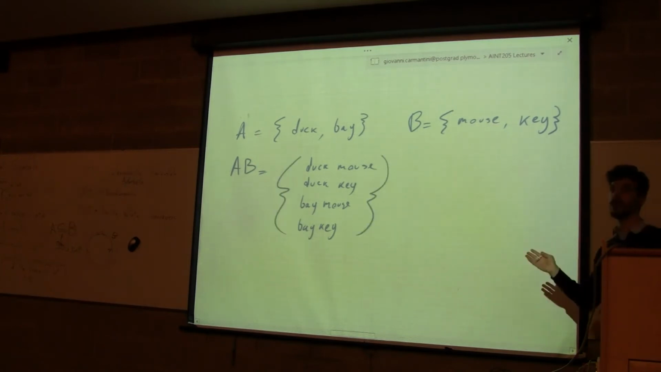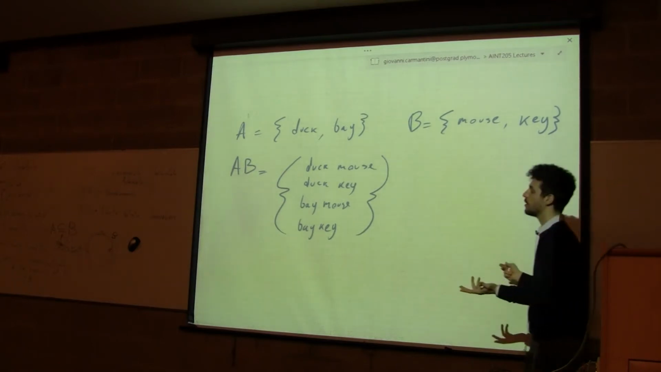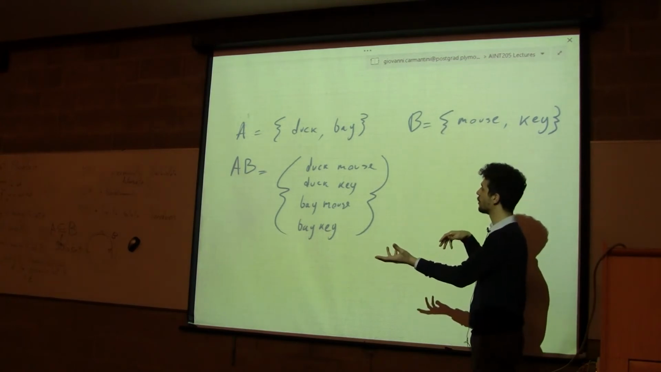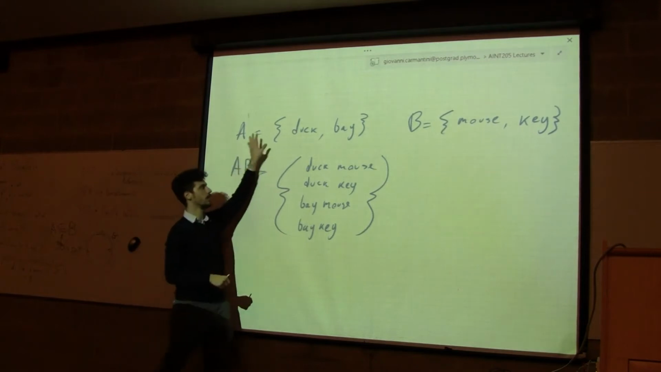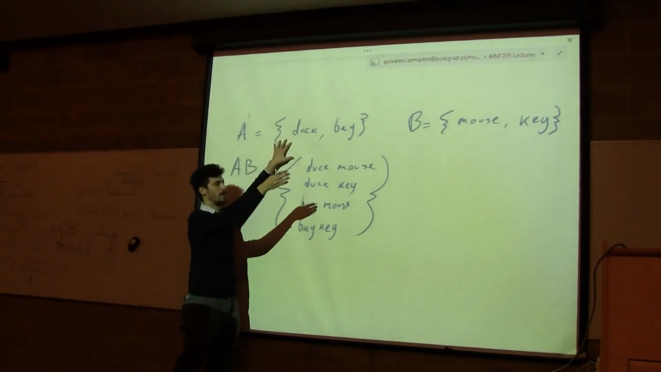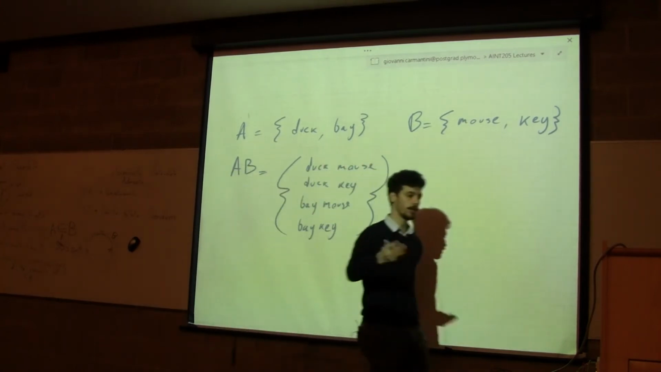And that is the concatenation of A and B, right? So it just means do all possible combinations of elements which start from A. So you get duck, and then you combine whatever you have on B. Then you get bay, and you combine whatever you have on B. Okay? This is the concatenation of A and B.